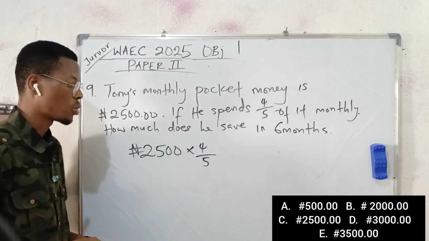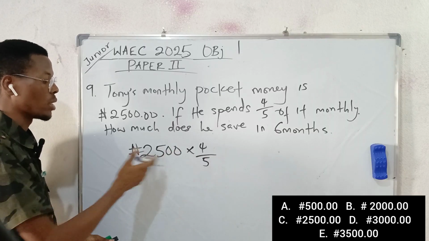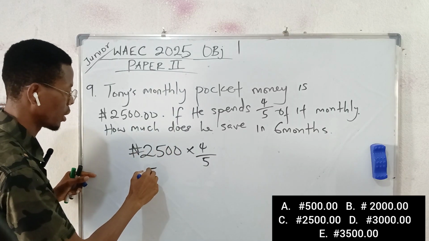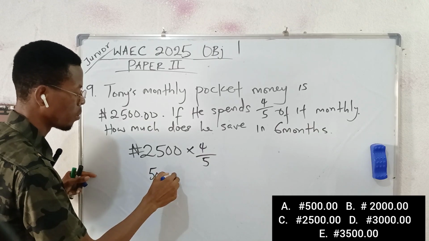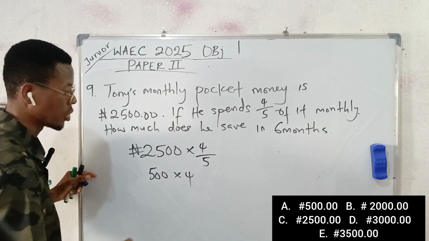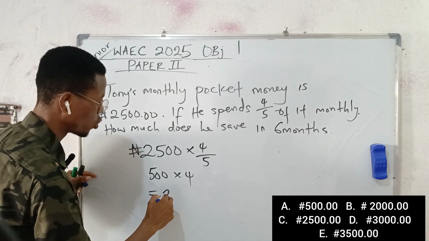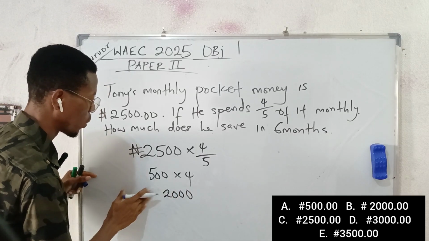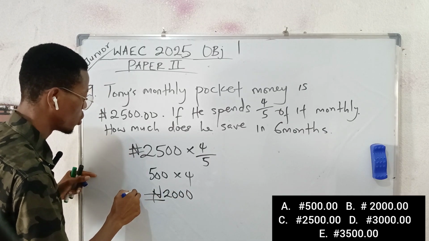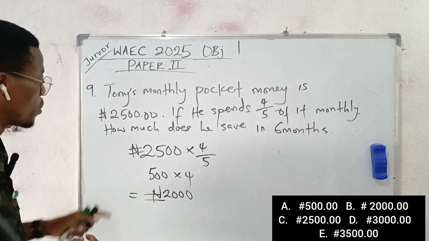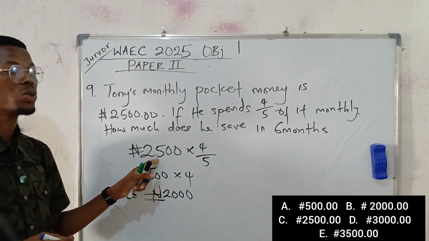That is, we're going to multiply by 4 over 5. So 5 into 2,500 gives us 500, so we have 500 multiplied by 4. Are you seeing it? 500 multiplied by 4 gives us 2,000. So we have 2,000 naira. Tony spends 2,000 naira every month. From this pocket money, he spent 2,000 naira.